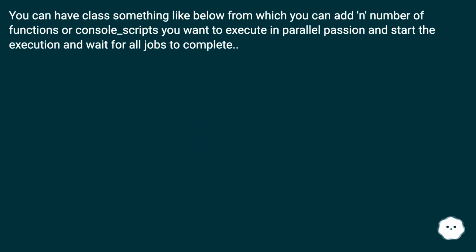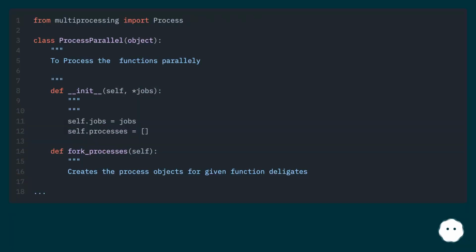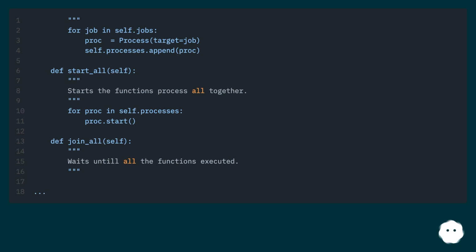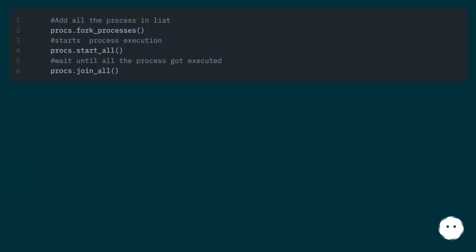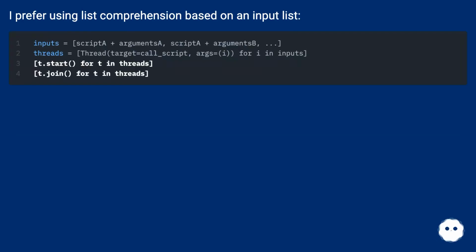You can have a class something like below, from which you can add n number of functions or console_scripts you want to execute in parallel fashion, and start the execution and wait for all jobs to complete. I prefer using list comprehension based on an input list.